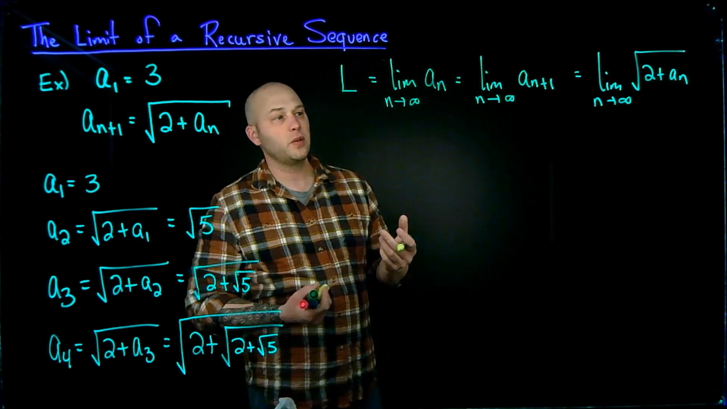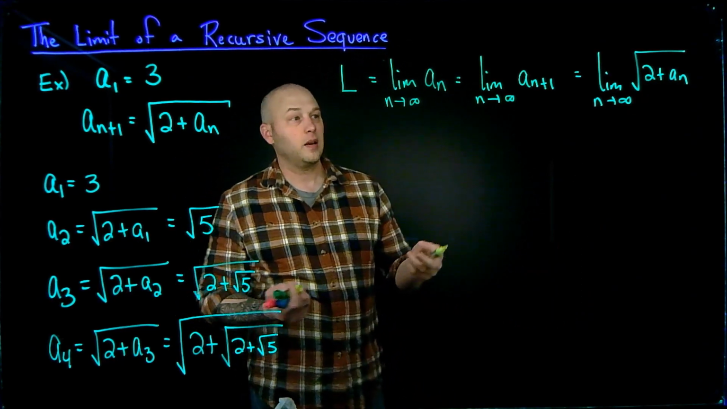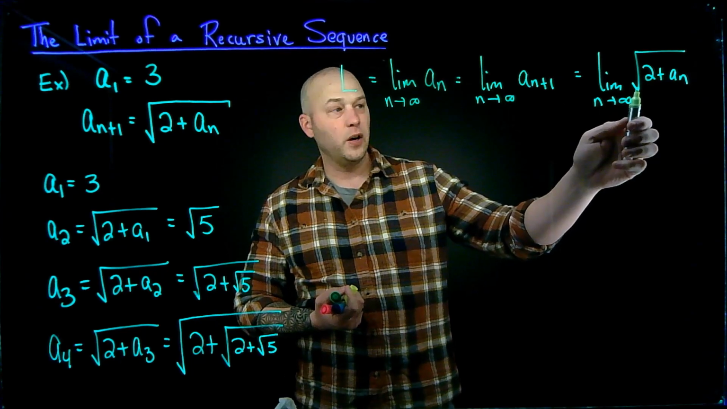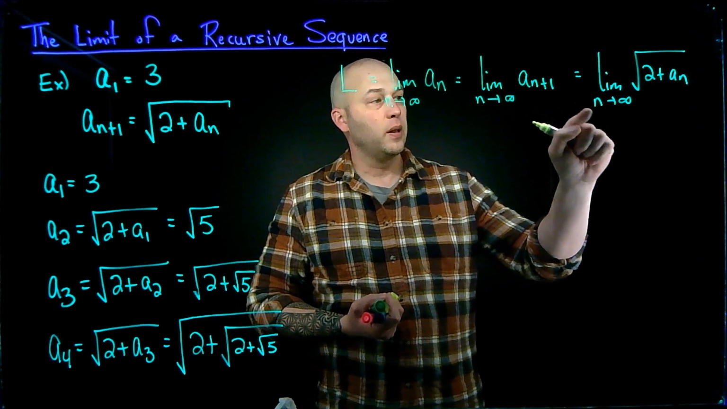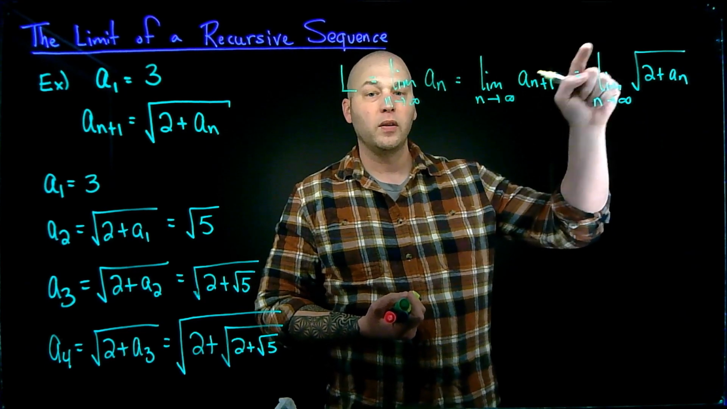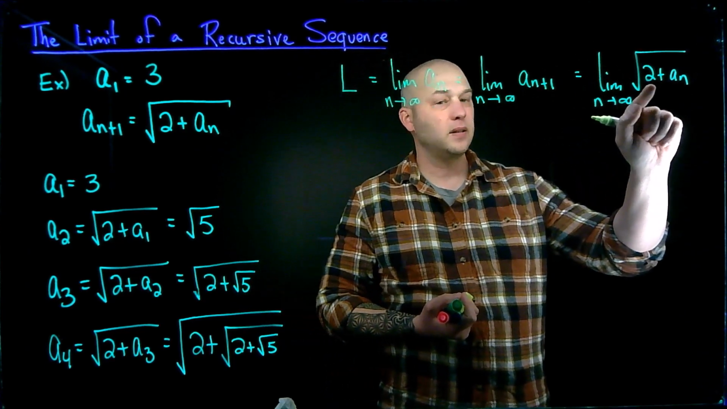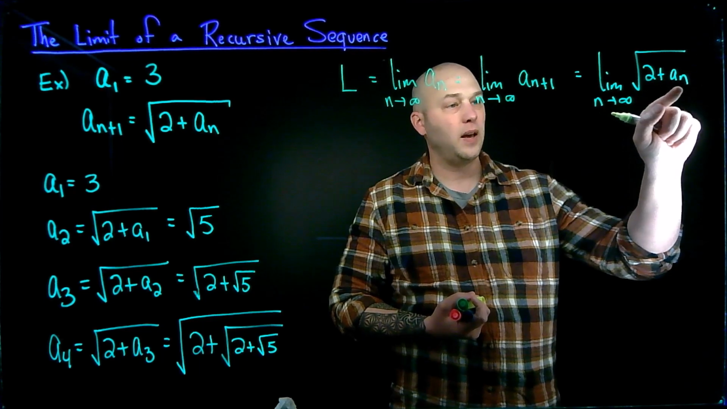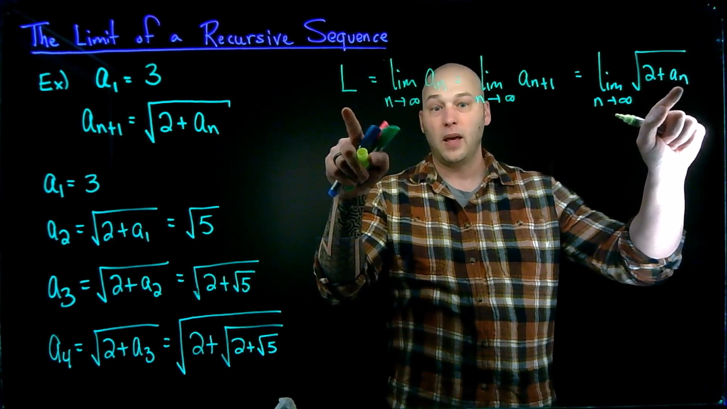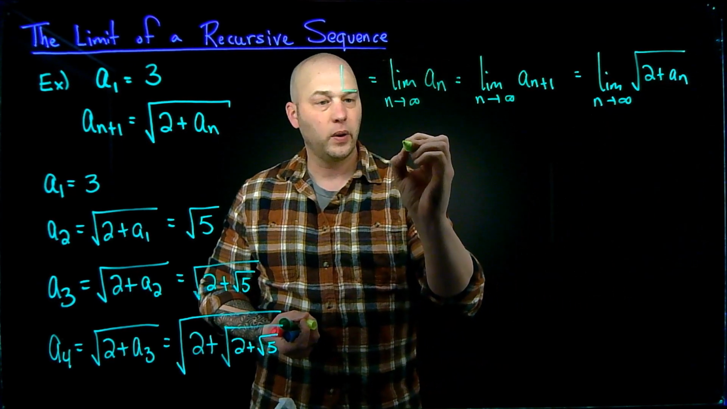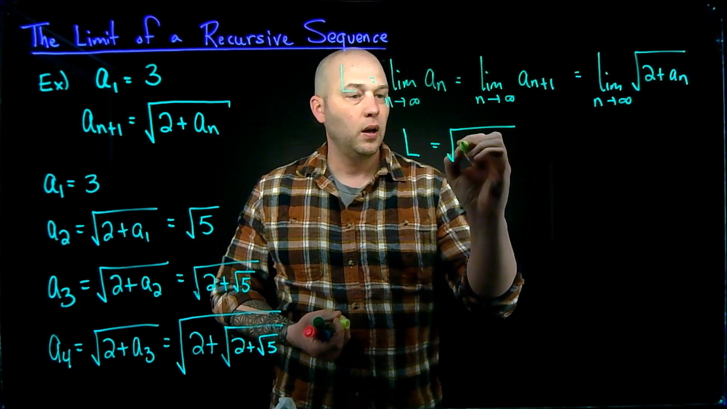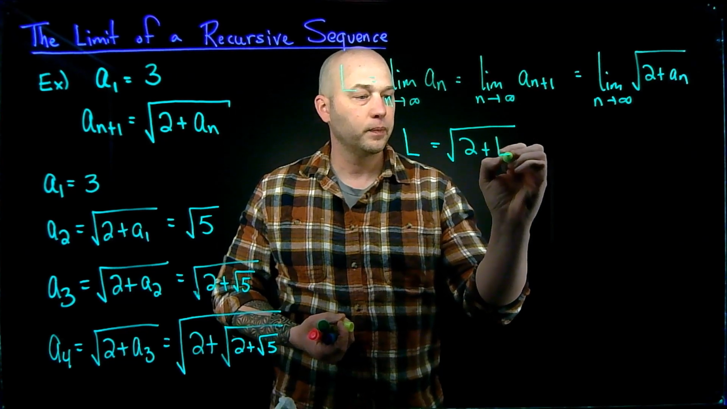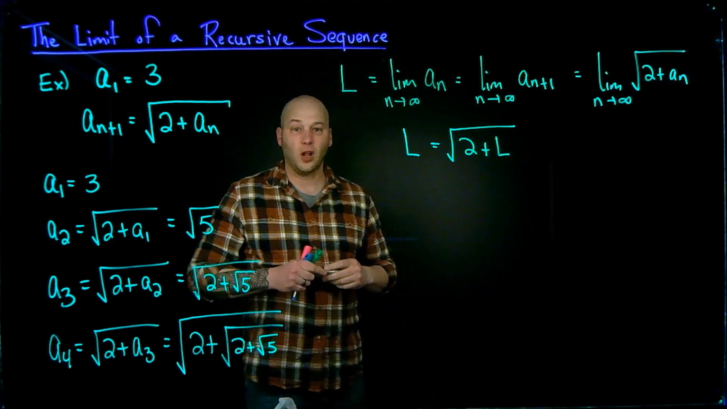Now this is where we use a property of limits, that the square root is a continuous function, so the limit and the square root we can interchange. So the limit of the square root is the square root of the limit, and then if I take the limit of a constant, I get that constant, and of course the limit of a n, as we said, was L. So that gives me the following equation. L is equal to the square root of 2 plus L. Okay, and now we have to solve this.